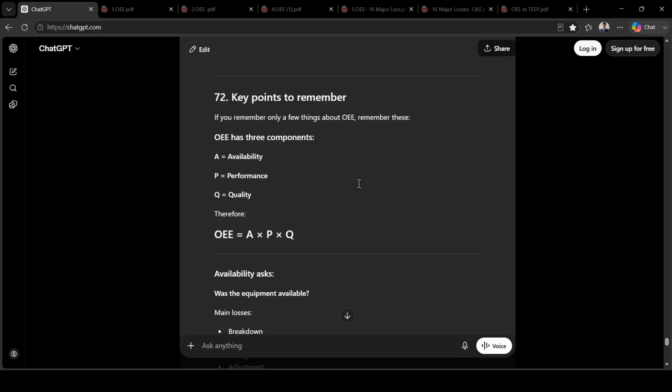So, if you remember only a few things about OEE, remember these. OEE has three components: availability, performance, and quality. Therefore, OEE equals availability, performance, and quality.